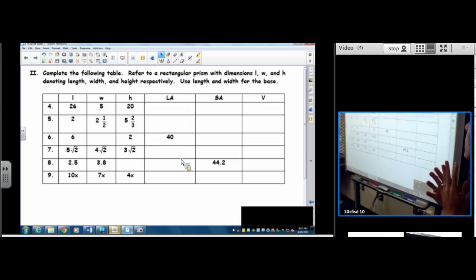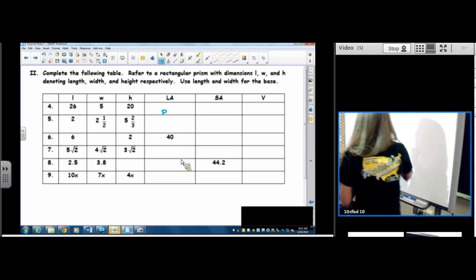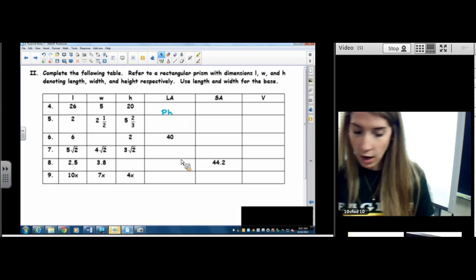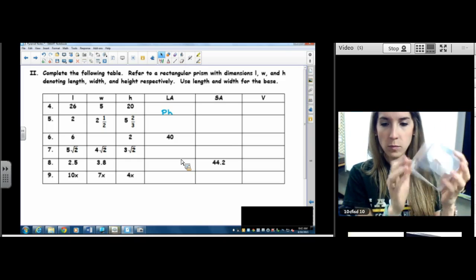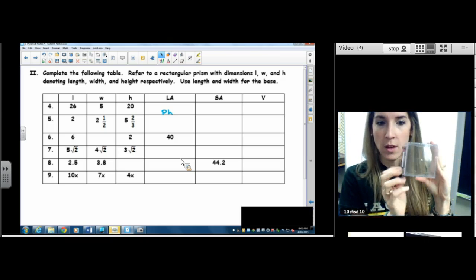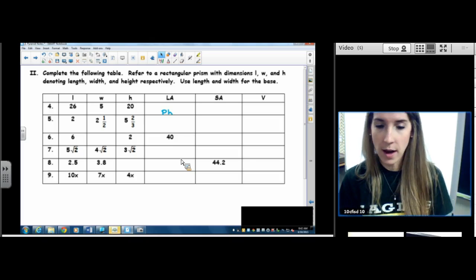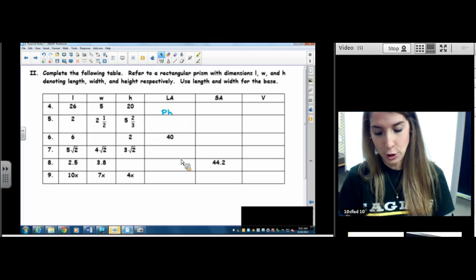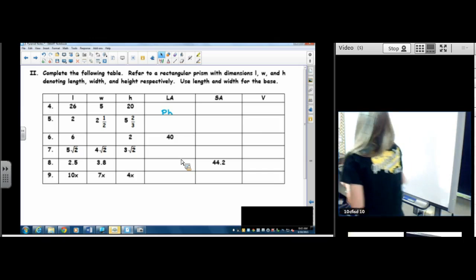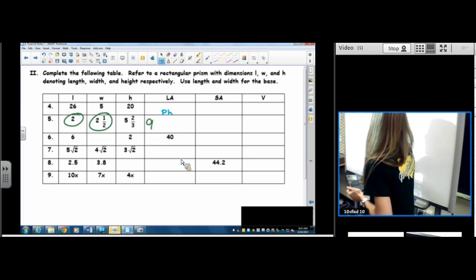So, the LA on number 5, we know it is P times H. Now, in all of these, 4 through 9, our shape is a rectangular prism. So, the P is the perimeter of the base. The base is a rectangle. So if I know the length and I know the width, then I can find the perimeter. So I know the perimeter is 2 times 2 plus 2.5 times 2. I'm using this times 2 plus this times 2. So I know the perimeter is 9.